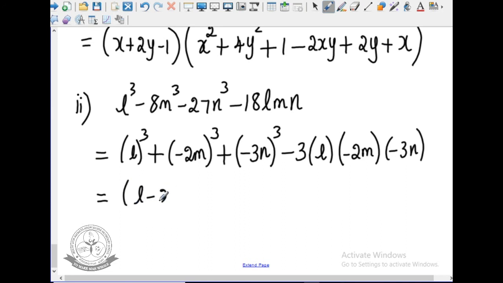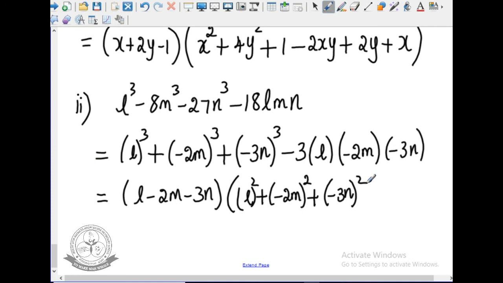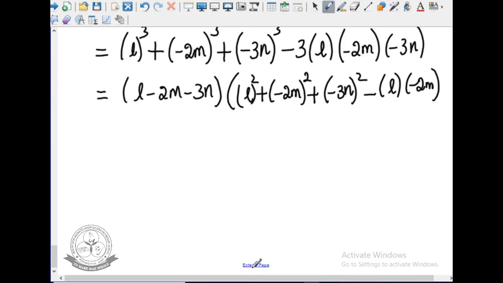So L minus 2m minus 3n, then next one L square, that is a square is L square, then b square is equal to minus 2m whole square, then plus c square is minus 3n whole square, then minus ab, a is equal to L and b is equal to minus 2m, then minus bc, b is equal to minus 2m and c is minus 3n, then minus ca, c is equal to minus 3n and a is equal to L.